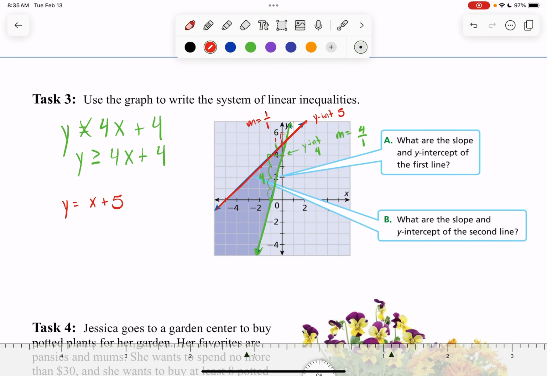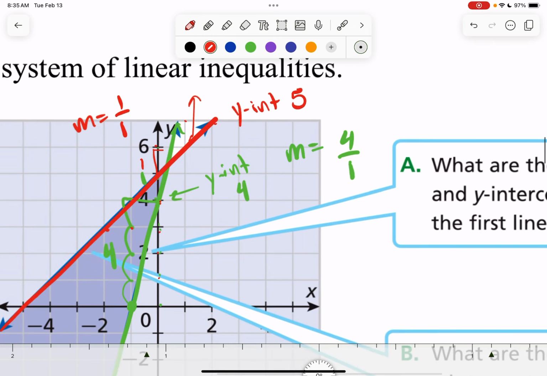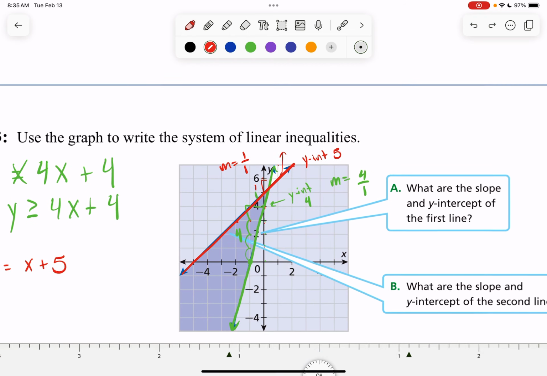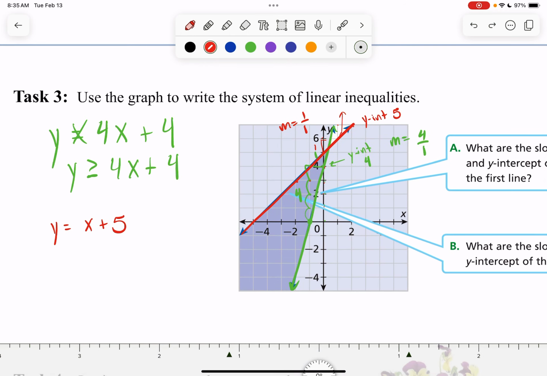But again, we don't want the equal. That's just the line. We've got to figure out which way it's shaded. So this one I can tell it's not shaded above. If it was shaded above, it would be shaded up here. It's not shaded up here. It's shaded down here, so it's below. So that would be a less than. So this one would be a less than or equal to.